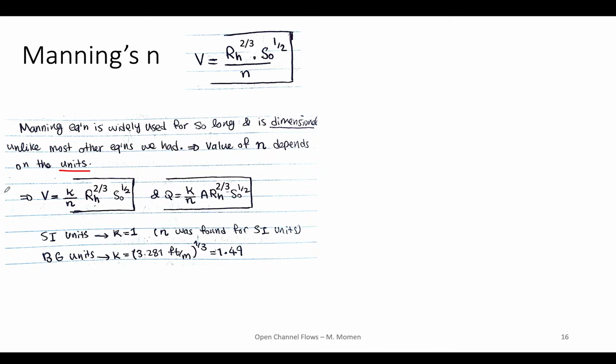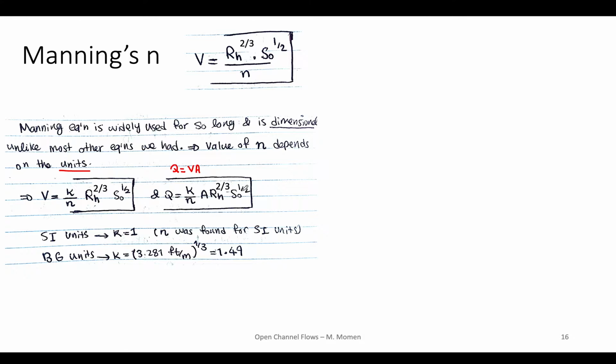So in order to do so, we define this kappa here, and we rewrite this equation as kappa over n times RH to the power 2/3 times S naught to the power 1/2. And Q, which is the flow rate, is going to be, as you know, V times A. So it's going to be kappa over n times A times RH, or hydraulic radius, to the power 2/3 times S naught to the power 1/2.